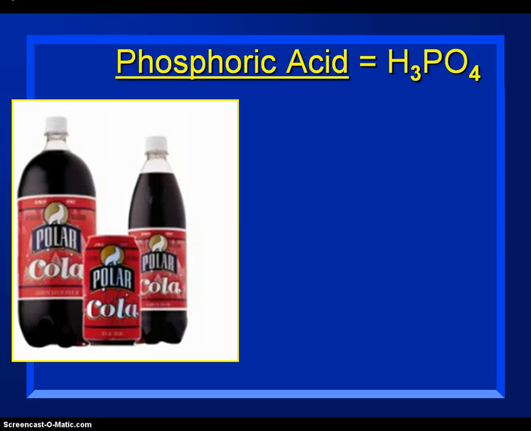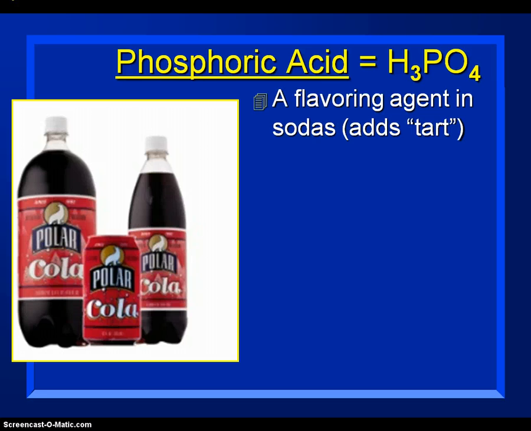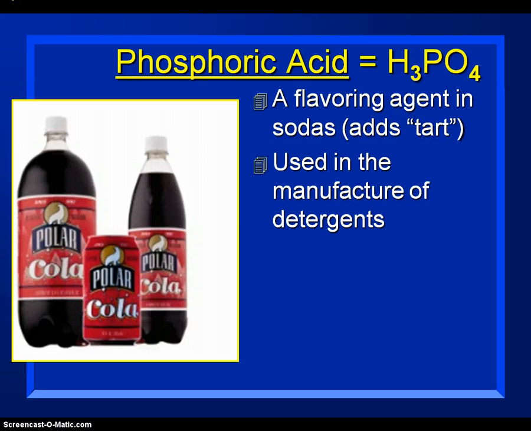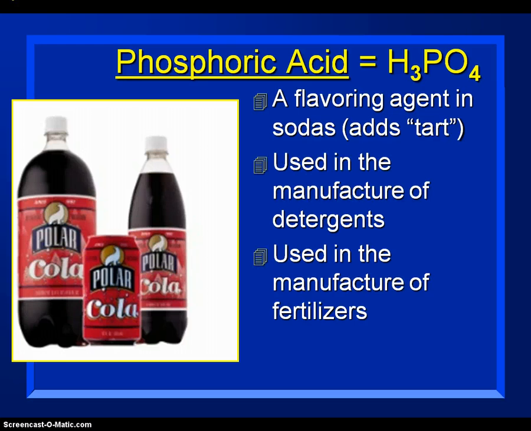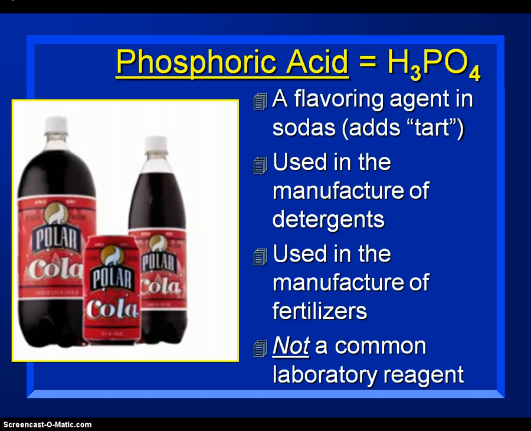Phosphoric acid we rarely ever use in the lab. In small amounts it can be used as a flavoring agent. It makes sodas tart. It can be a detergent. Also, again, it's used in fertilizers. Phosphorus and nitrogen are important nutrients for plants, so that's why it's used in fertilizers. But again, we don't commonly use this in the laboratory.